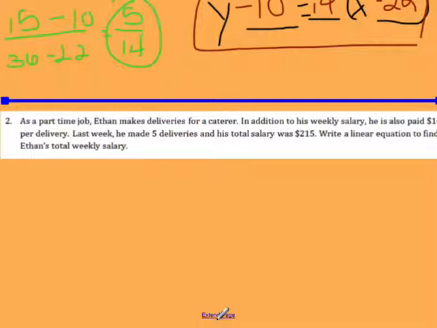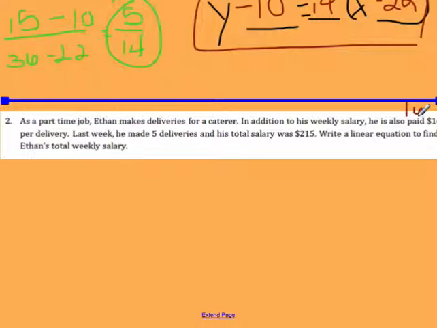So let's take a look at number 2. As a part-time job, Ethan makes deliveries for a caterer. In addition to his weekly salary, he is also paid $16, that says 16, I know it's kind of cut off, per delivery. Last week he made 5 deliveries and his total salary was $215. Write a linear equation for Ethan's total salary.